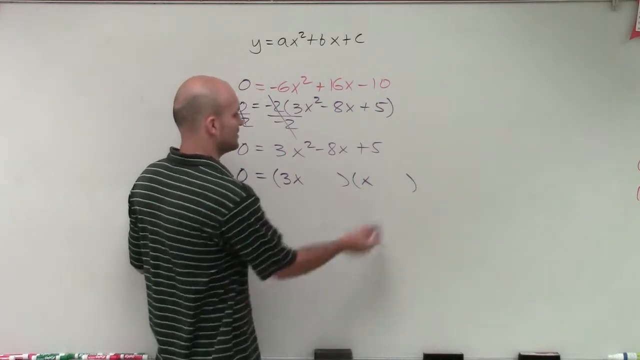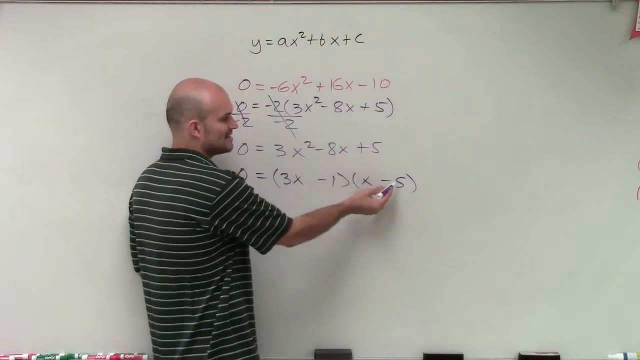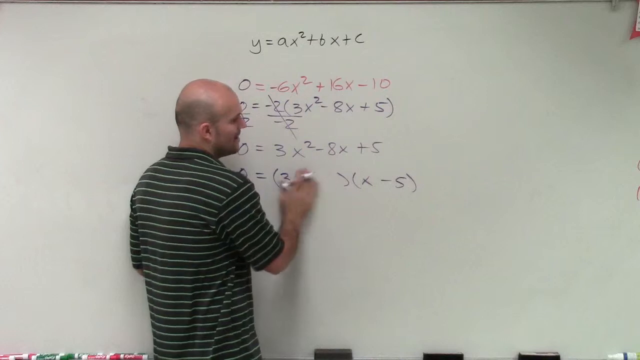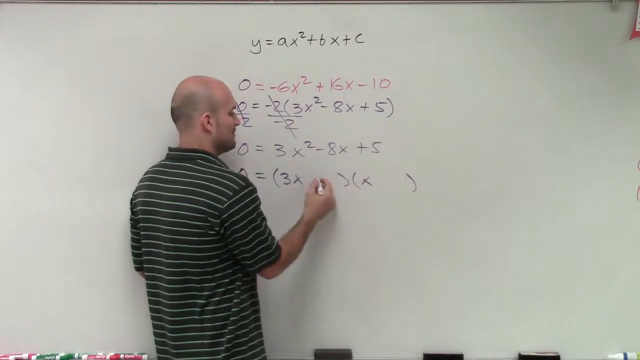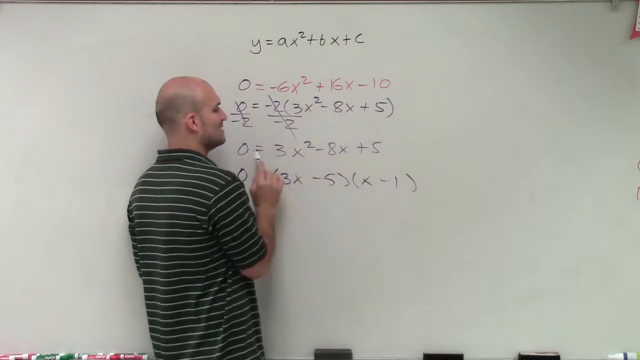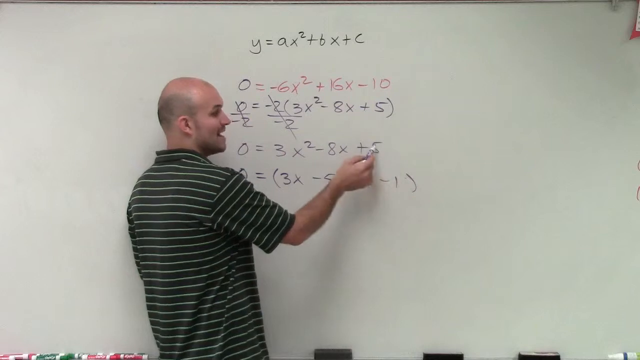So let's take a look at this. I wouldn't want to put a -5 here and a -1 there because 3x times -5 is -15. That's not getting me anywhere close to -8. However, if I put the -5 here and a -1 here, now let's double check my a and my c. 3x times x is 3x squared. -5 times -1 is positive 5.